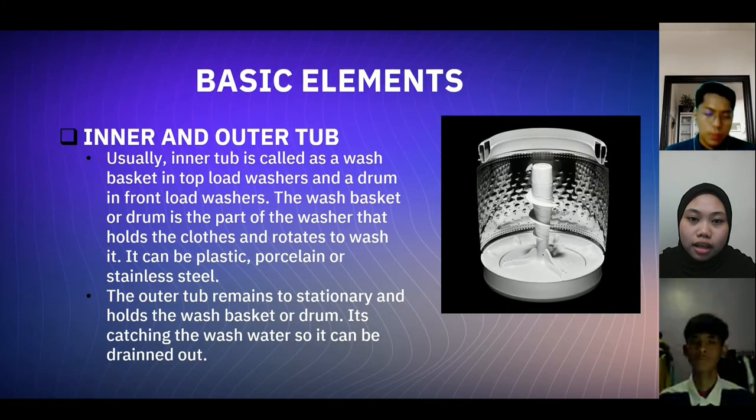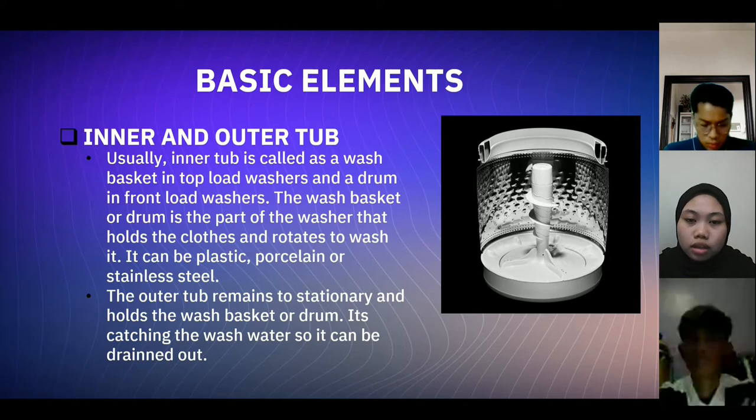Basic elements. There's a few basic elements in washing machines. First, inner and outer tube. Usually, inner tube is called a wash basket in top load washers and a drum in front load washers. The wash basket or drum is the part of the washer that holds the clothes and rotates to wash it. It can be plastic, porcelain, or stainless steel. The outer tube remains stationary and holds the wash basket or drum. It's catching the wash water so it can be drained out.